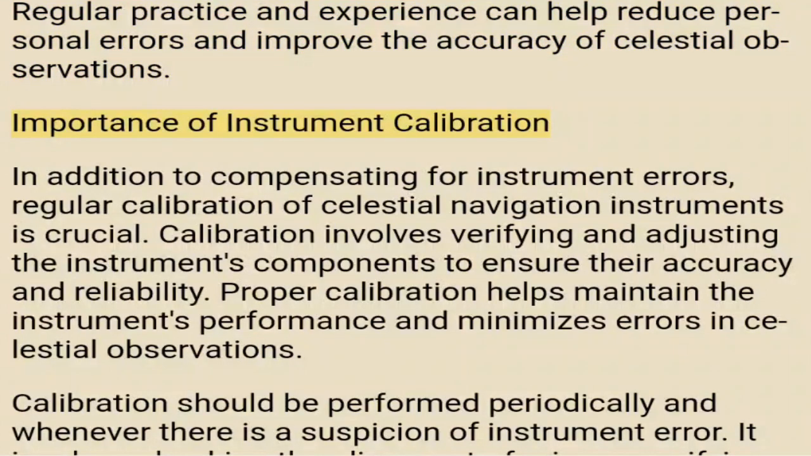Importance of instrument calibration. In addition to compensating for instrument errors, regular calibration of celestial navigation instruments is crucial. Calibration involves verifying and adjusting the instrument's components to ensure their accuracy and reliability. Proper calibration helps maintain the instrument's performance and minimizes errors in celestial observations. Calibration should be performed periodically and whenever there is a suspicion of instrument error.